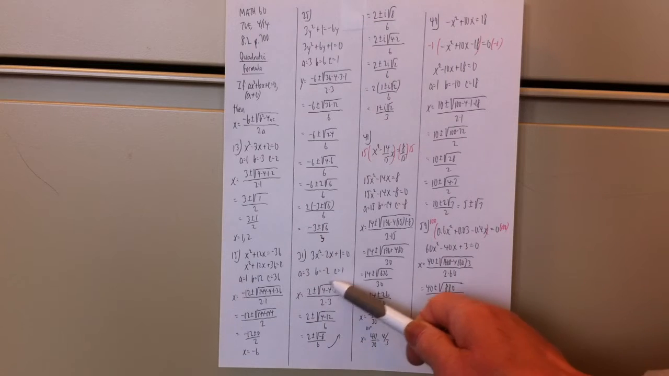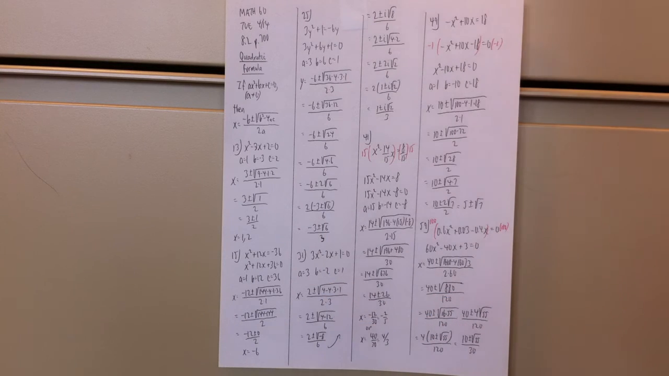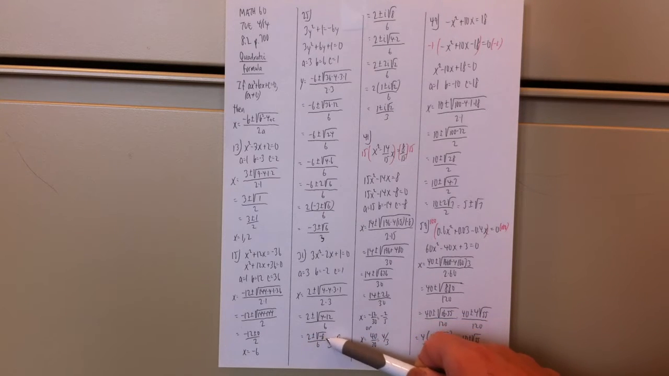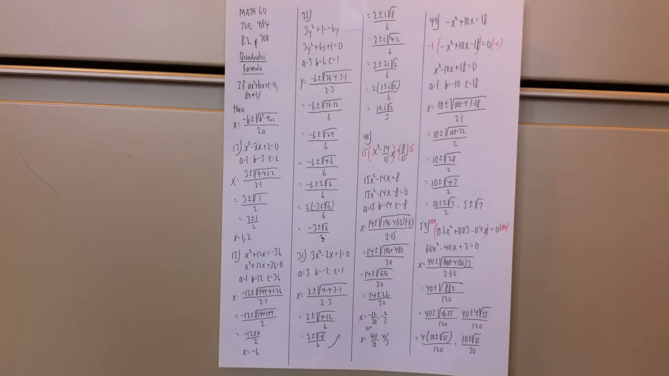over 2 times a, which is 3. 2 times 3 is 6. This comes out to be 4 minus 12. So we're going to be taking the square root of a negative number. So 2 plus or minus the square root of negative 8 over 6. So my solution is going to be complex. It's going to involve an i.